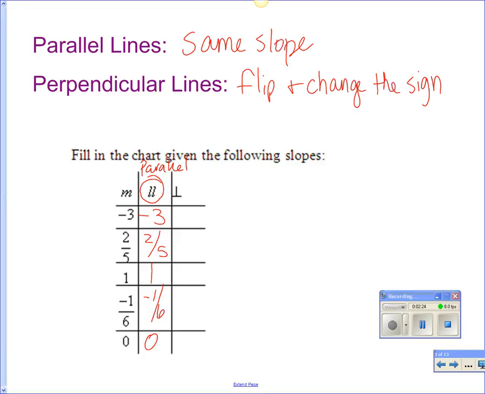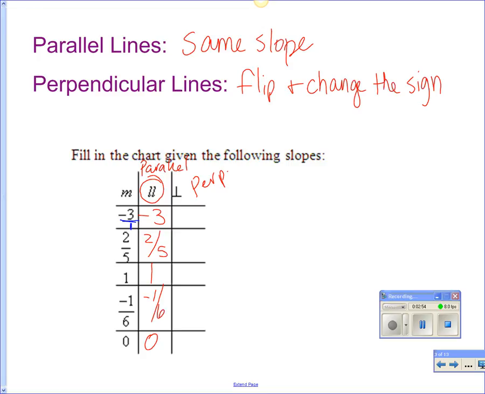For perpendicular, you have to flip it and change the sign. Let me show you what that means. Does anybody remember what number you could put underneath -3? Very good, a 1. We have to flip that. So -3 is going to go to the bottom, and 1 is going to go to the top.